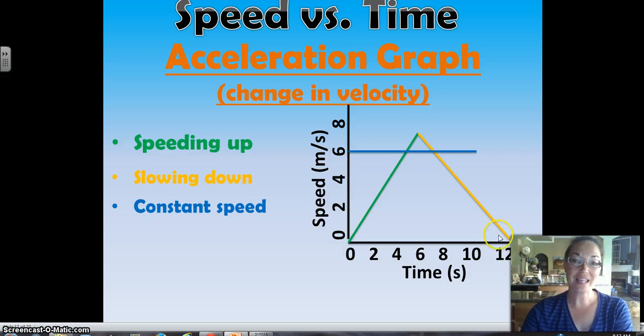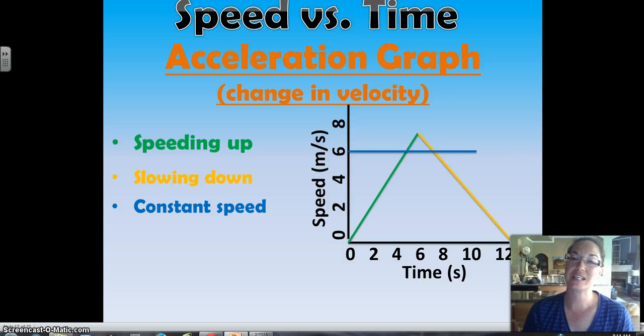A straight line like this on an acceleration graph means constant speed. Unlike the other two graphs where a straight line represents no motion, here this is telling me that the speed is remaining constant at 6 meters per second. Over time, the speed is not changing. It's still 6 meters per second. So the object is traveling at a constant speed.